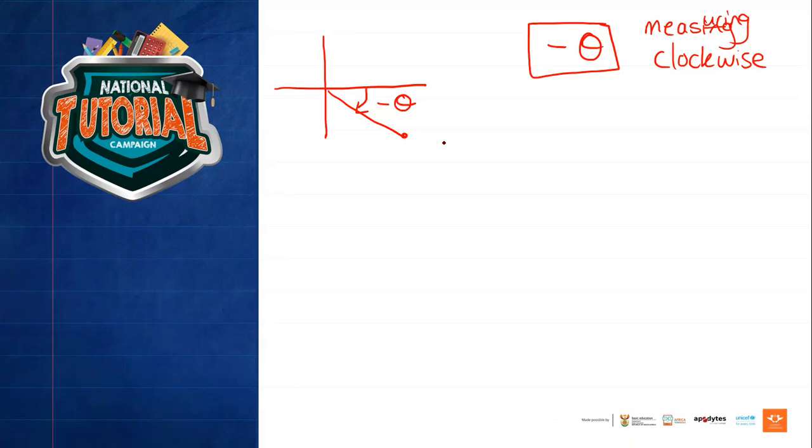And the same rules apply. If we are in a negative theta quadrant 4, our x value will be positive and our y value will be negative. Our r value is always positive. So it works exactly the same as our 360 degrees minus did.